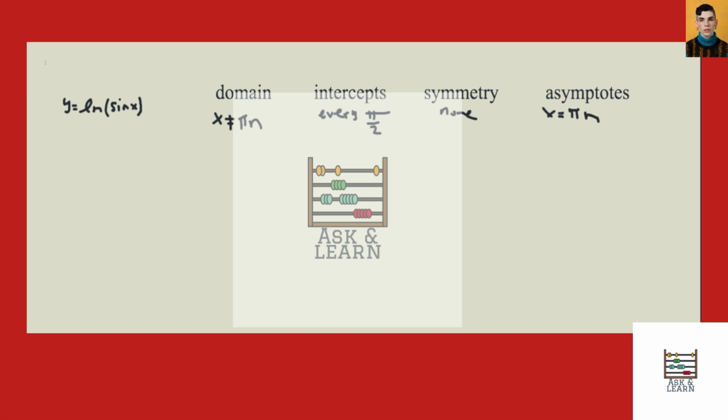So the reason why the domain cannot have this is because there is an asymptote at this value, and the reason for that is because sine pi is 0 and ln 0 is undefined, so we cannot have that. So now let's do increasing decreasing intervals. So y prime is cosine of x over sine of x. Set that equal to 0, and we see x at every pi over 2 plus pi n.